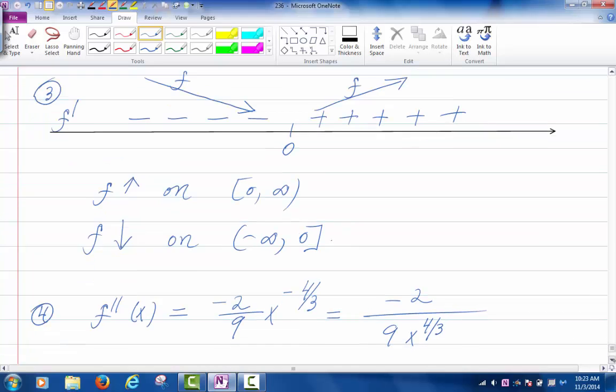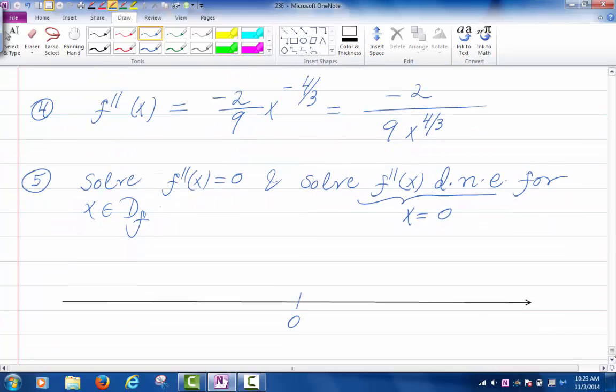I look at the second derivative function. When x is larger than 0, when x is on the right side of 0, what can you say about the sign of the second derivative? It will be negative. Negative here. So I'm looking at the sign of the second derivative. And what can you say about the sign of the second derivative on the left side of 0?